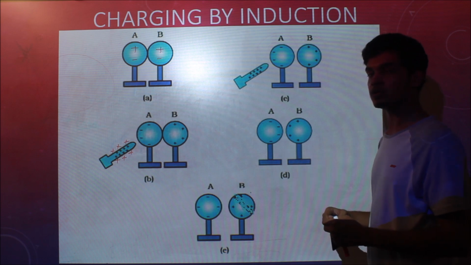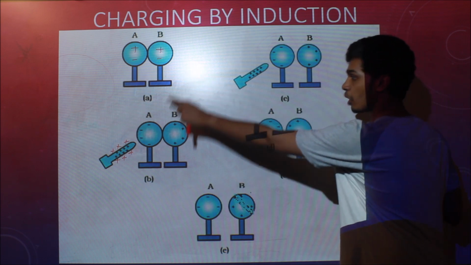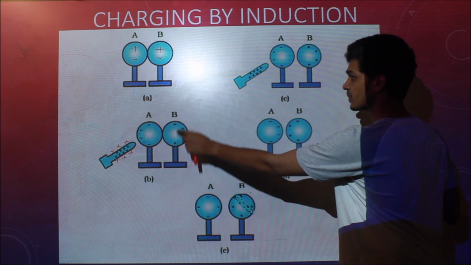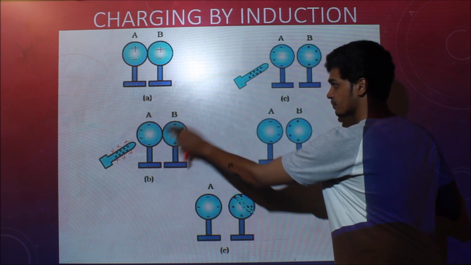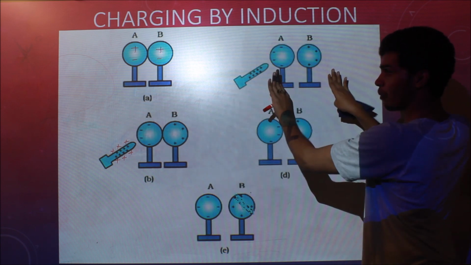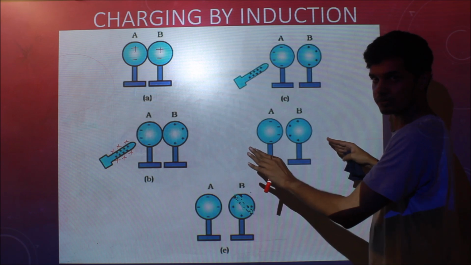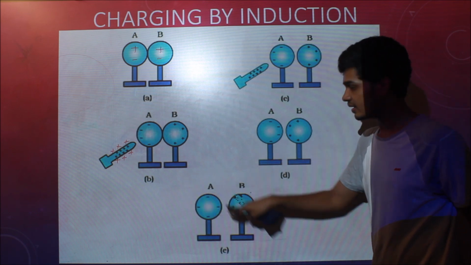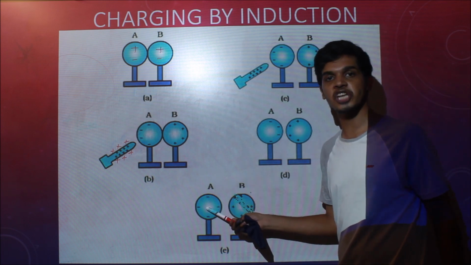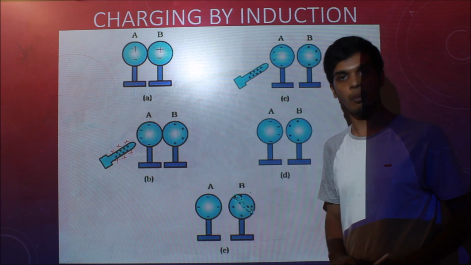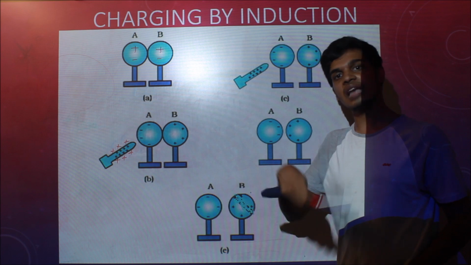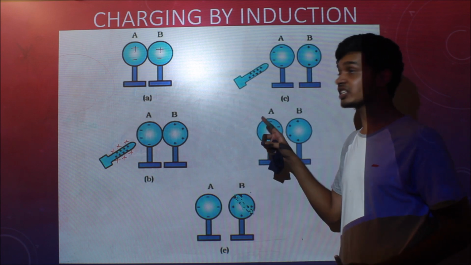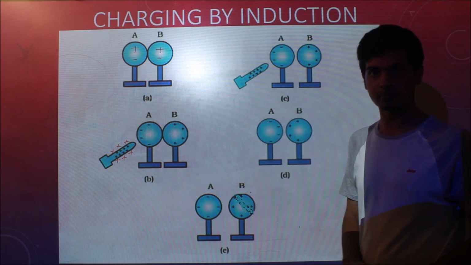That is what happened here. So what did we do? First, we brought a charged rod towards it. The charges got separated and then we separated the ball, removed the rod and then separated the balls further. This ball is now negatively charged and this ball is now positively charged. This is another method by which you can charge objects.